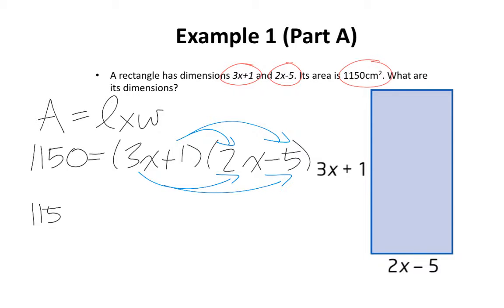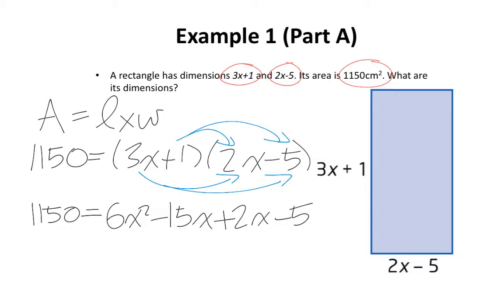The 1,150 stays exactly the same. I have 3x multiplied by 2x, which is 6x squared. 3x multiplied by negative 5, which is negative 15x. I have positive 1 multiplied by 2x, which is positive 2x. And then I have positive 1 multiplied by negative 5, which is negative 5.